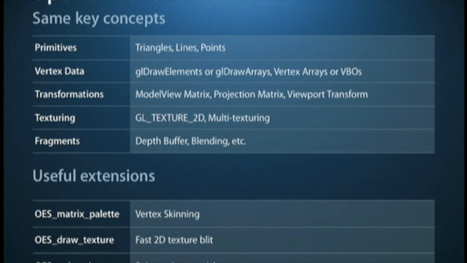There's also some extensions which are really useful and particularly targeted to game developers. Matrix palette is used for vertex skinning on a character. Draw texture provides a fast 2D texture blit, and point size array is used for particle effects like smoke, fire, water, and so on.